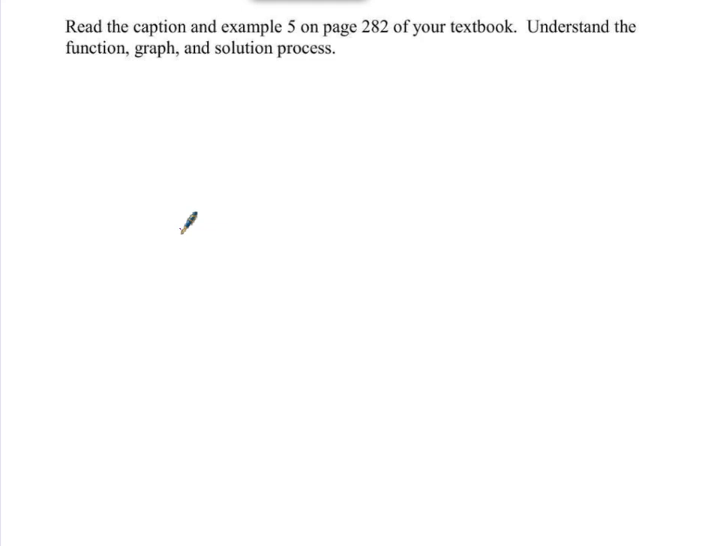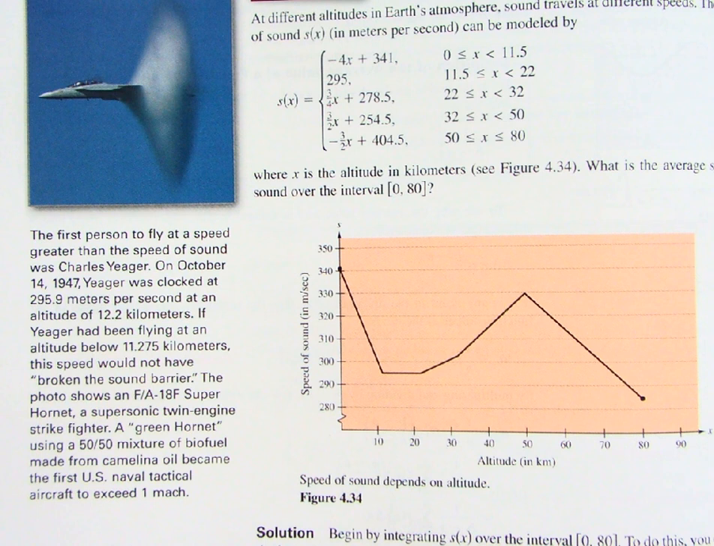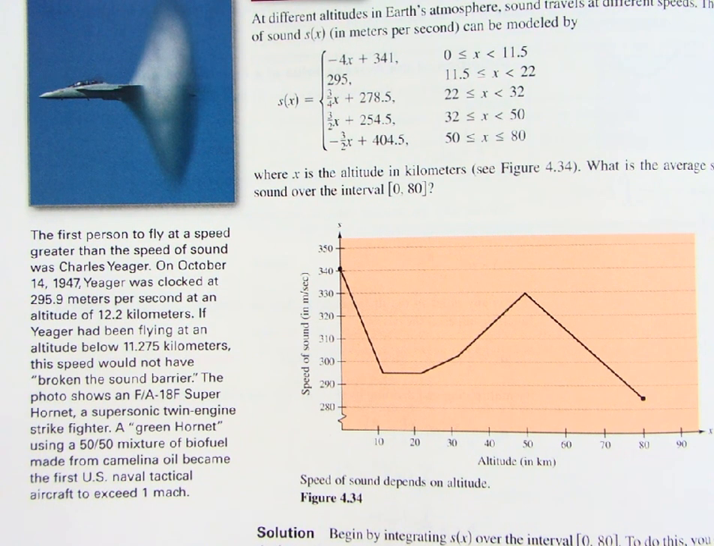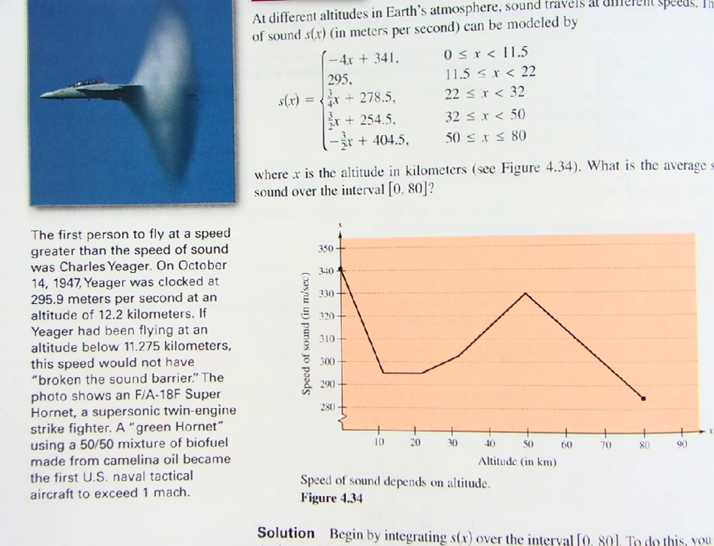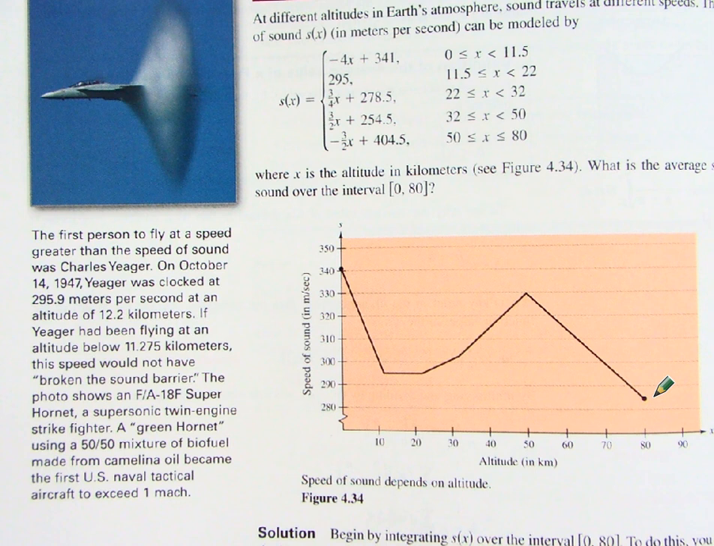So let's read the caption in example 5 on page 282 and try to understand the function, the graph, and the solution process. So let's just take a look. That's a cool picture to begin with, but let's take a look at the graph that they give us. We have a bunch of different altitudes and the speed of sound in meters per second on the y-axis. So at an altitude of 10 kilometers, our speed of sound drops from 340 meters per second all the way down to here. And then the speed of sound changes as we change altitude again.